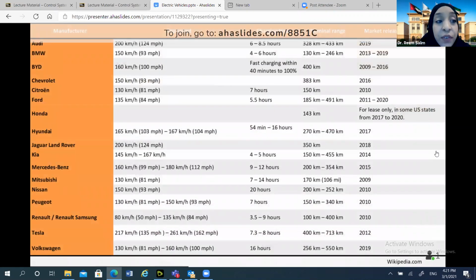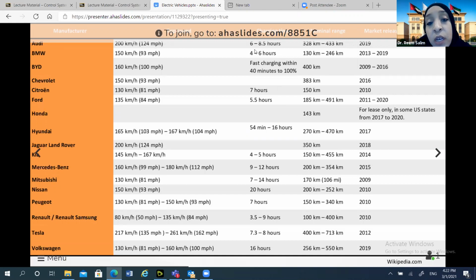So you can see here different manufacturers produce such cars. So I gave you a full table that has the manufacturer. I'm giving you the speed range, all right, or the top speed for the different models that they have. So Audi, for instance, has a car that has a top speed of 200 kilometers per hour, which is 124 miles per hour.